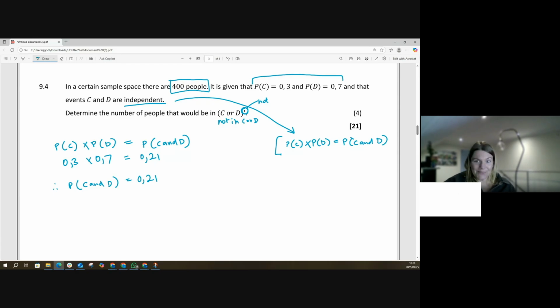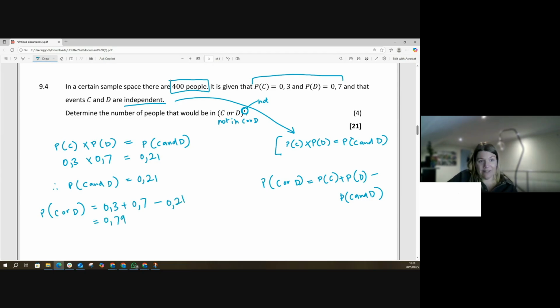All right. If we want to work out what the probability of the OR is, we do it this way. So the probability of C or D is the probability of C plus the probability of D minus the probability of C and D. So we can put that all into our logic here. The probability of C or D is equal to 0.3 plus 0.7 minus 0.21. That gives us 0.79.